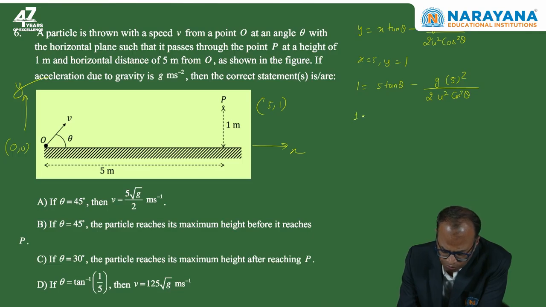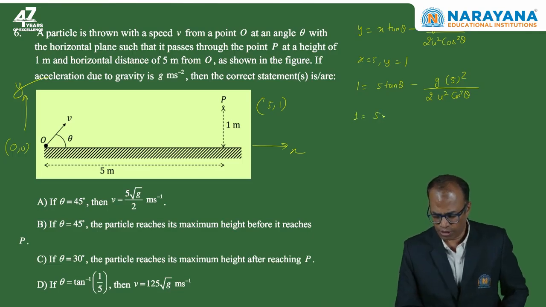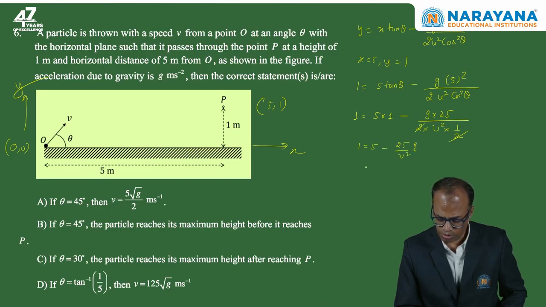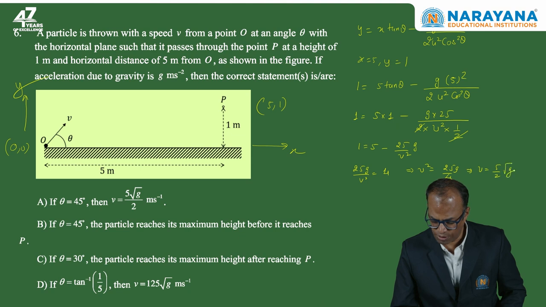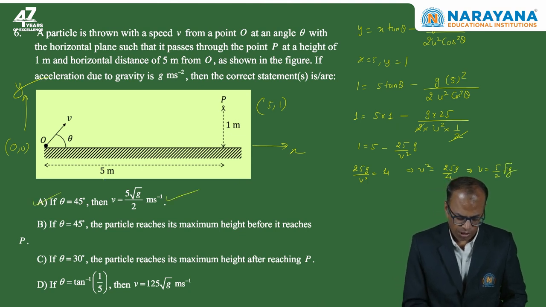If I put theta is equal to 45, I will get 1 is equal to 5 times 1 minus g into 25 by 2 times u squared or v squared. Cos square 45 will be 1 by 2. So that gives you 1 is equal to 5 minus 25g by v square. That gives you 25g by v square is equal to 5 minus 1, that is 4, or v square is equal to 25g by 4. That is v is equal to 5 by 2 root g, which is correct. So option A is correct.